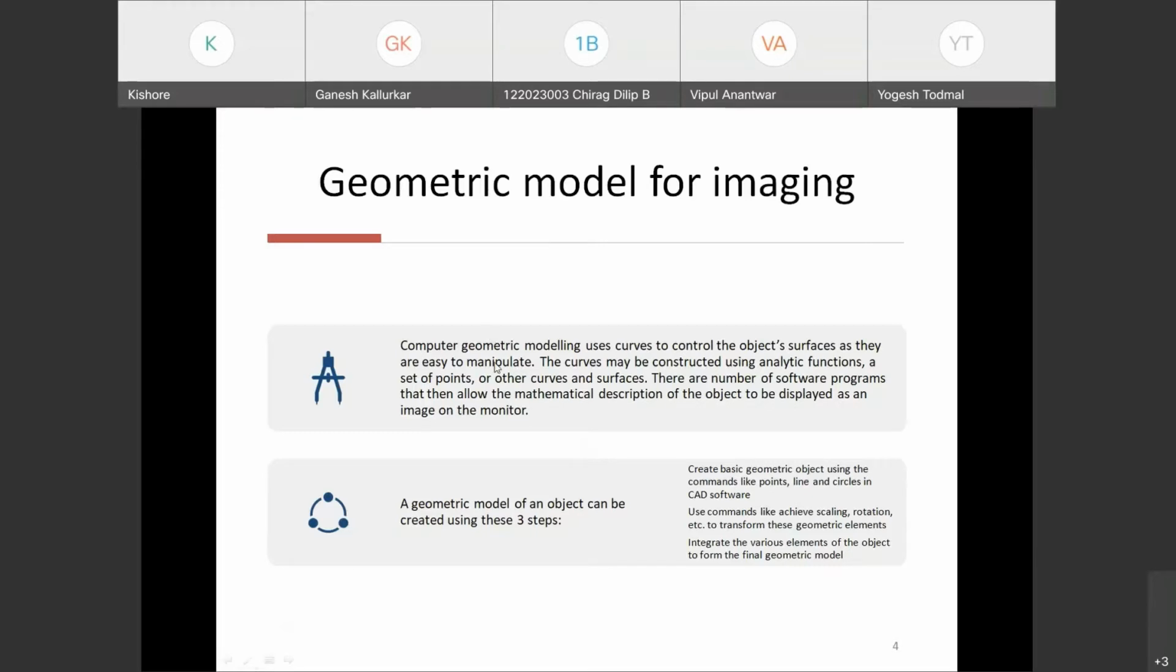So computer geometric modeling uses curves to control the object surfaces as they are easy to manipulate. The curves may be constructed using analytical functions, a set of points, or other curves and surfaces. There are a number of software programs that then allow the mathematical description of the object to be displayed as an image on the monitor. Like I said, we can represent the geometry in the form of curves, which again can be modeled into mathematical equations, which is easy for the computer to process.